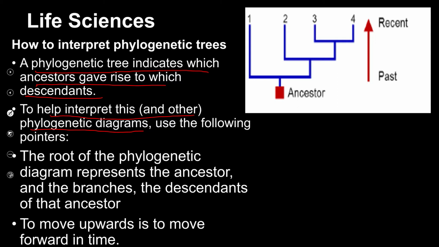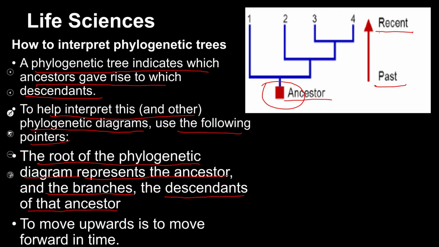So they say to us, use the following pointers. The first thing is we look at the root of the phylogenetic diagram, and that represents the ancestor. So if we have a look at this diagram over here, we can see this is the root. There we have the ancestor. And if we have a look at the arrow and the time scale on the side, here we can see we start at the past and we move up towards the more recent time. So that's the root. And then the branches, those are the descendants of that ancestor. So in other words, they came from that ancestor.